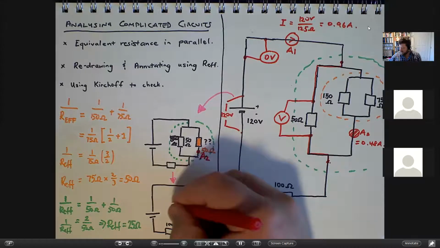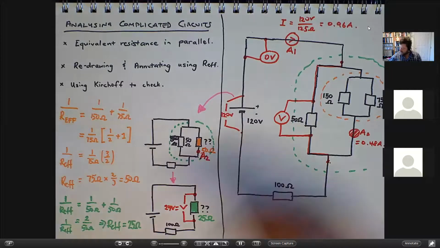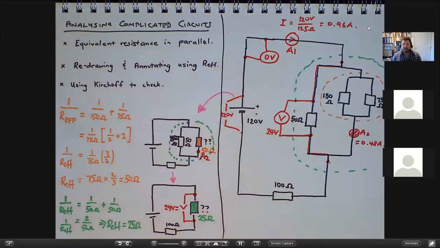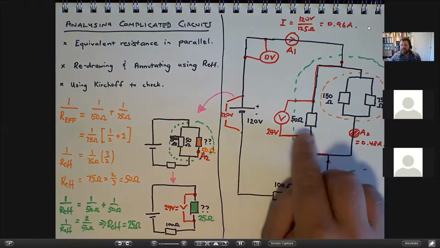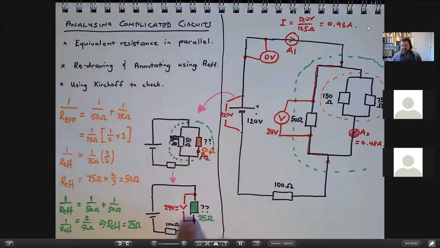I can actually do that one in my head. That's going to come out to 24 volts. So V here is going to be 24 volts. Just using Ohm's law, V equals IR, but not trying to do it over here in this complicated version, 50 ohms times some unknown current, but doing it down here in the easier, more straightforward version.